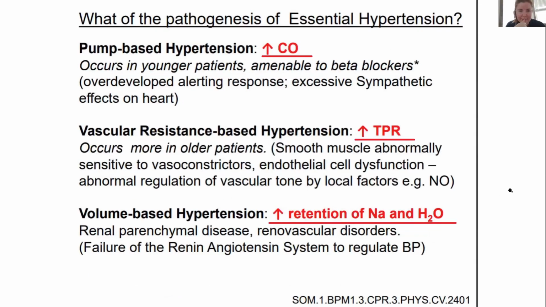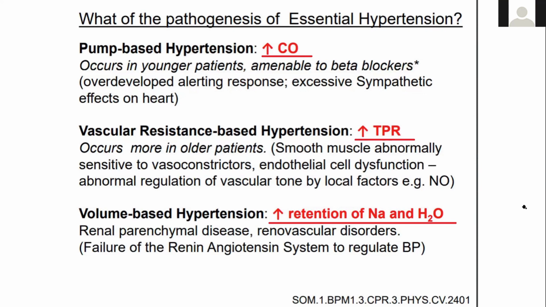Next slide. What I want you guys to notice here is the different things that are changing. I don't think the difference between the different types of hypertension was too high yield, but do make note of the types and what's actually changing. So increased cardiac output, increased TPR, increasing retention of sodium and water.